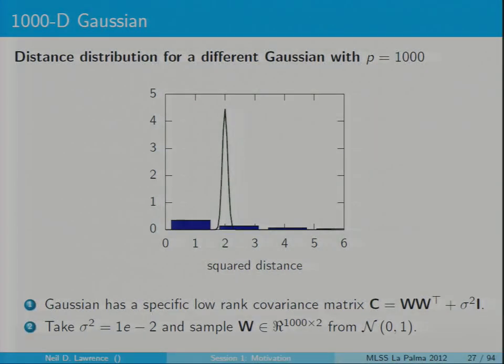So the form here is the covariance of this Gaussian is WW transpose plus sigma squared I, where W is a matrix of 1,000 long and 2 columns. So it's basically rank 2, the covariance, plus some diagonal term to make it full rank. Now, I've taken the noise to be 0.01 and sampled this matrix W from a standard normal.